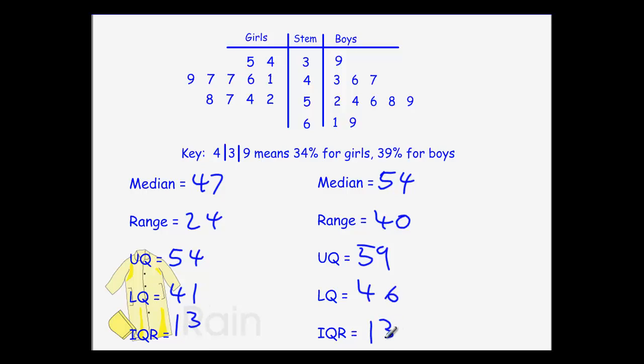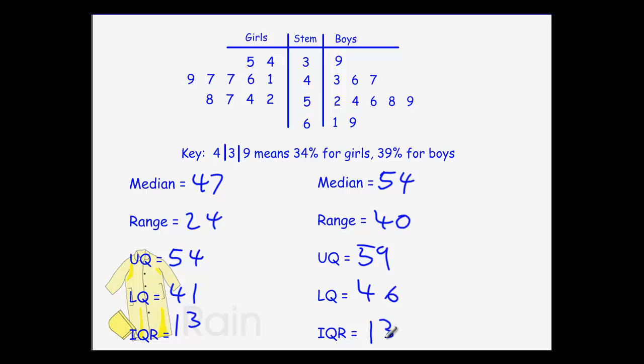Then if we're asked to compare this data, we can draw a few conclusions. First of all, we can say that the boys' median is 7 marks higher than the girls'. The interquartile range is the same for both boys and girls, and the range of marks for boys is much greater than the range of marks for girls.